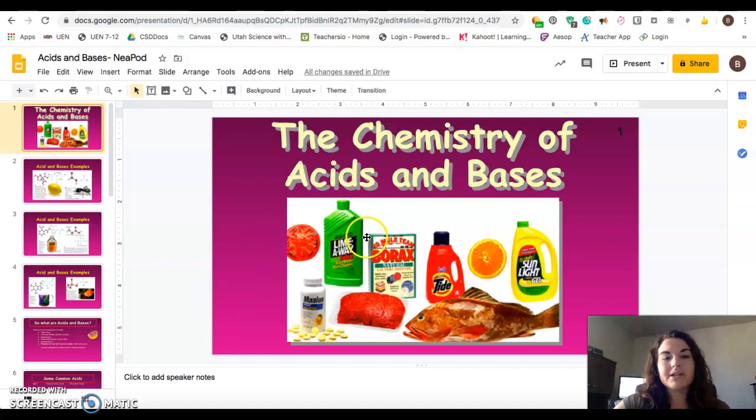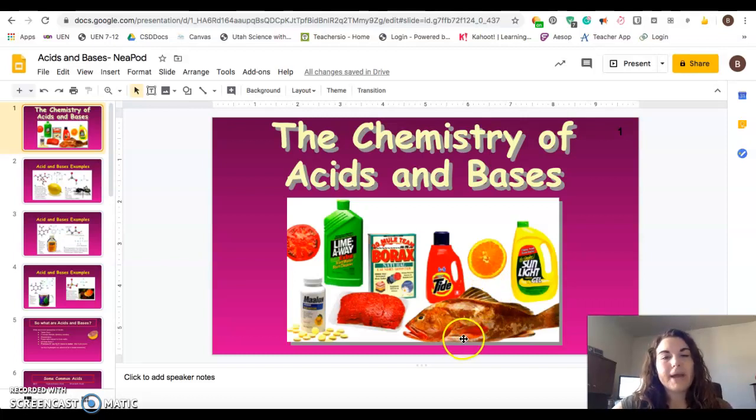So we have some cleaning stuff over here. Tide, borax, Lime-A-Way. All of these cleaning things are considered very basic. That's why they're such good cleaners. We have tomatoes and we have oranges. Anything that's super sour like that would be considered an acid.